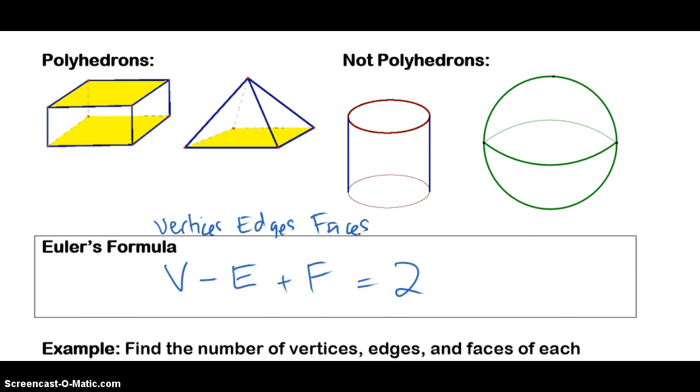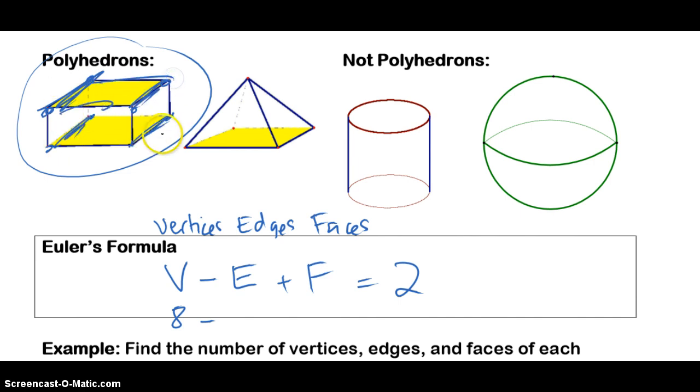So just to prove that, I'm going to start by looking at this one right here. Let's count the vertices. So that's 1, 2, 3, 4, 5, 6, 7, 8. So that would be 8 minus E, which is edges. So in the edges there's 1, 2, 3, 4, 5, 6, 7, 8, 9, 10, 11, 12. Plus F. F is the number of faces.